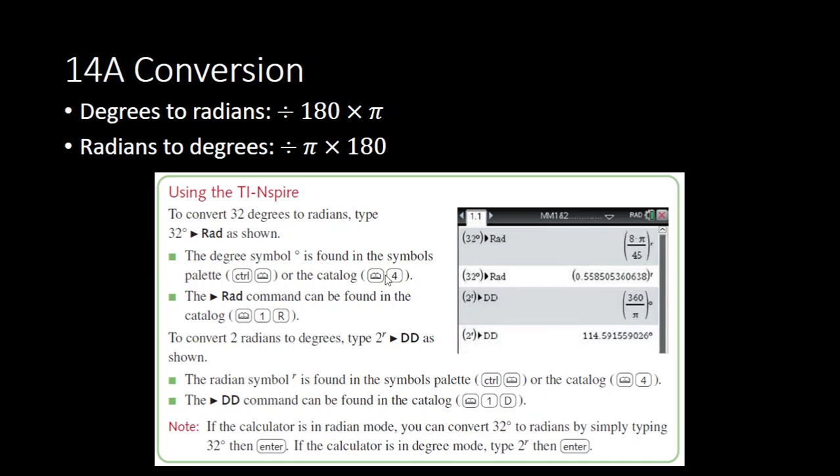Alright, welcome to a new chapter on circular functions. So we're gonna look at two exercises, 14a, which is conversion of angles, and 14b with a review of the sine and cos ratios. Shouldn't be a long video.